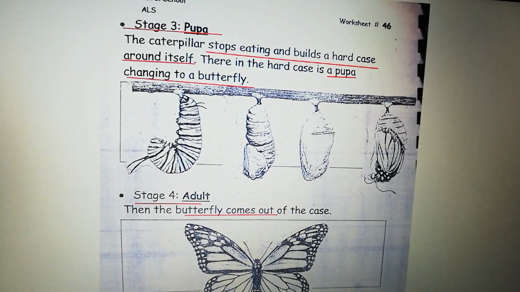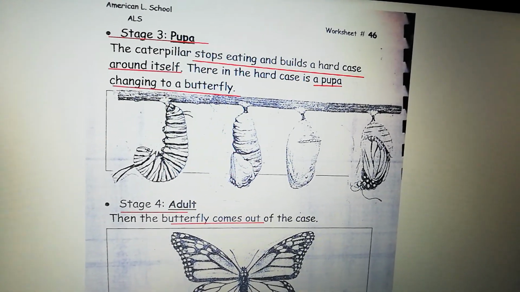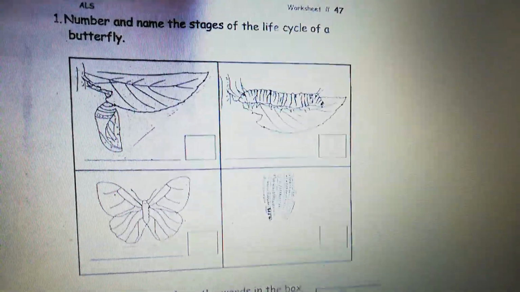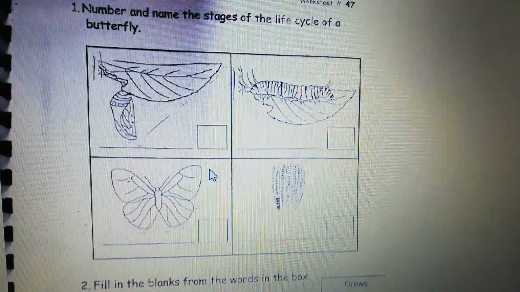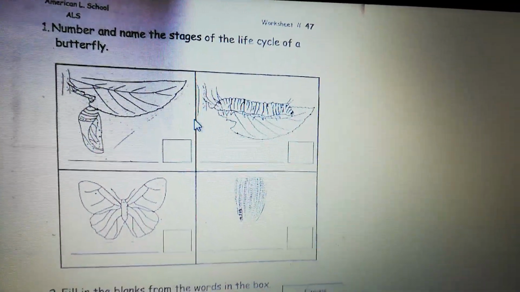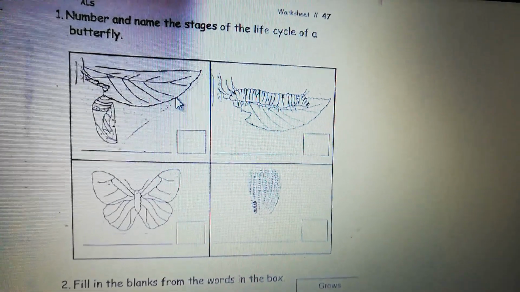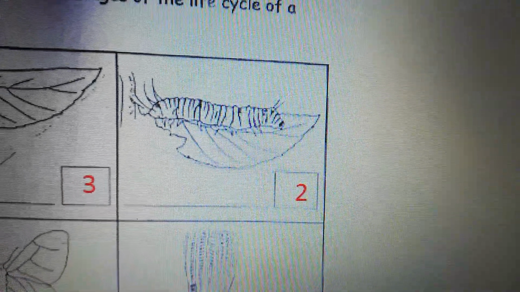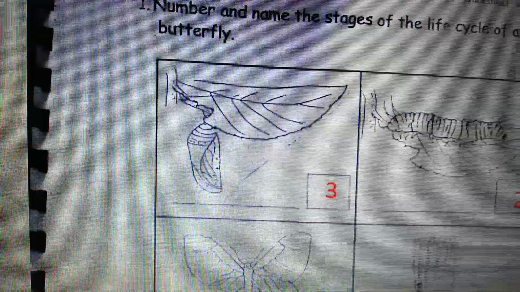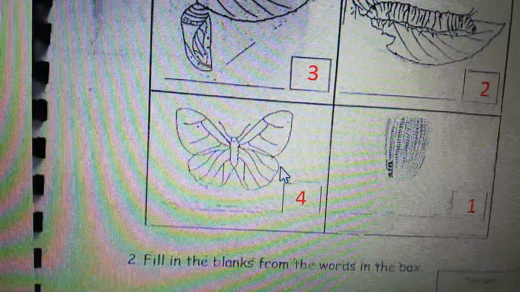Now we're going to solve questions about the lesson. If you move to worksheet 47, these are the different stages of a butterfly. So if you want to order them, we start with an egg, and then with a caterpillar or a larva, then with a pupa, and last with an adult butterfly.